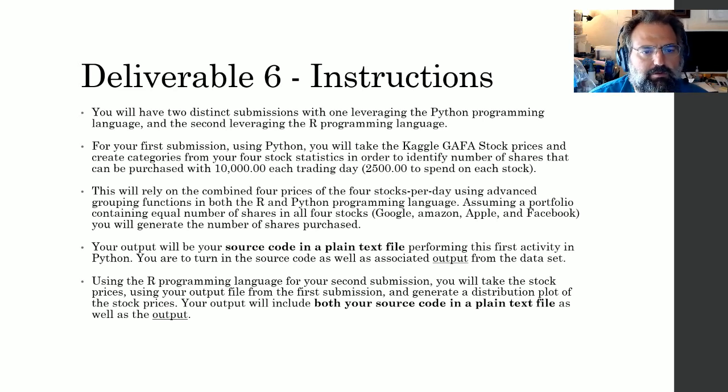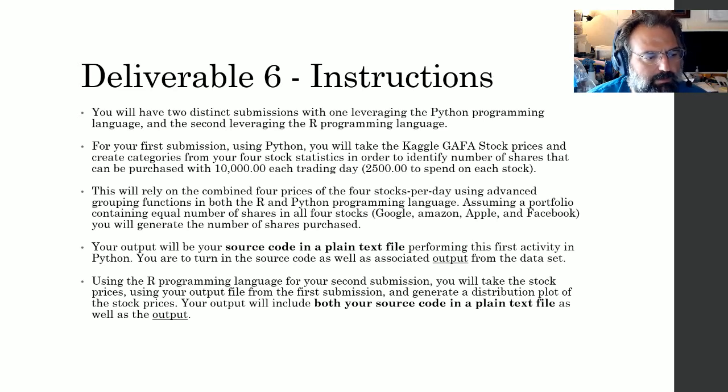In your first submission, you're going to use Python. You'll take the GAFA stock prices and create categories from your 4 stocks' statistics in order to identify the number of shares that can be purchased with $10,000 for a trading day, which means you're splitting that evenly amongst the 4 stocks, so 2,500 per stock. This will rely on the combined prices of the 4 stocks per day using advanced grouping functions in both R and Python programming languages. Assume a portfolio containing equal numbers of shares in all 4 stocks. You will generate the number of shares purchased.